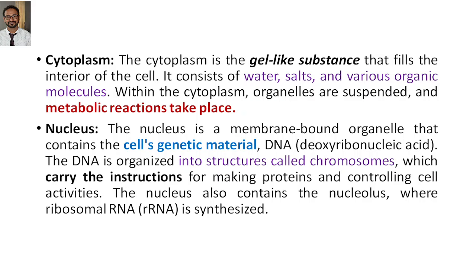Now, how is the DNA organized? It is organized into specialized structures called chromosomes. Along with the DNA, other molecules will also be there. So DNA is present inside the chromosome, which carries the instructions. DNA itself carries the genetic information for making proteins and controlling cell activities. That's why when you become a parent, you transfer your genetic material to your kid. Whatever genetic information the kid gets, it is getting from you, and you got it from your ancestors.